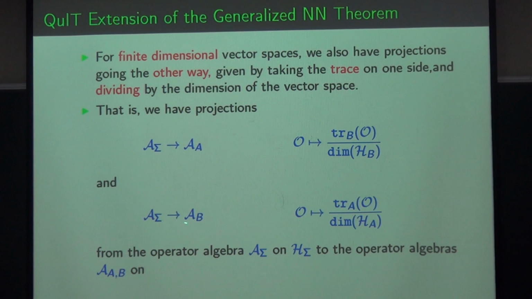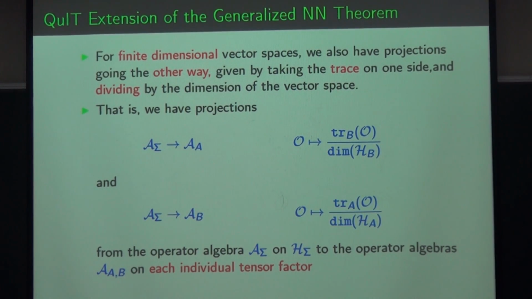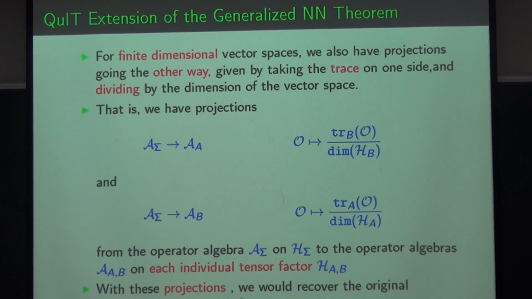To map to the algebra on the B side, you take the trace over the A degrees of freedom, and that inverts those injections. So we would recover the original operators in tensor factor if the Hilbert spaces were finite dimensional. But they're not, so we can't really do this. We can't divide by this dimension of the individual Hilbert spaces. So we have to work a little harder.